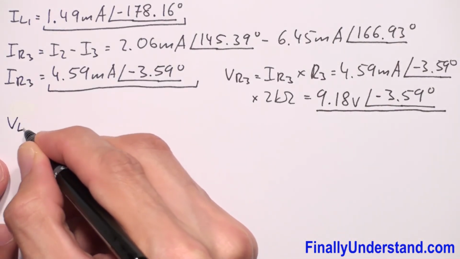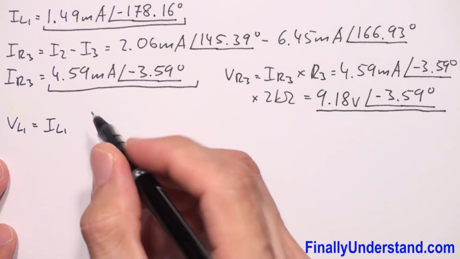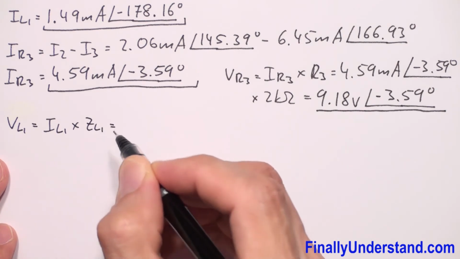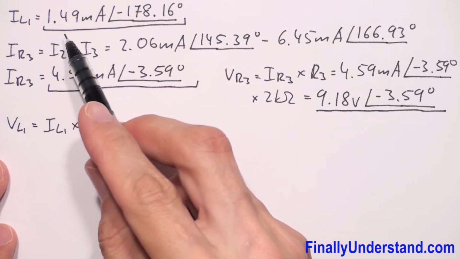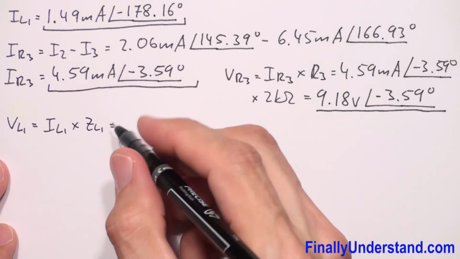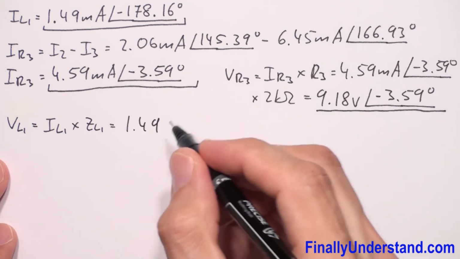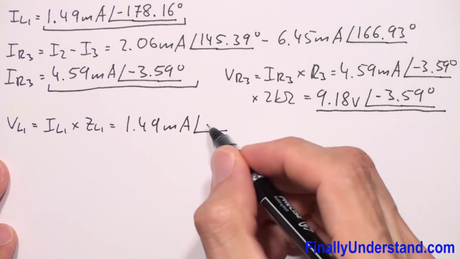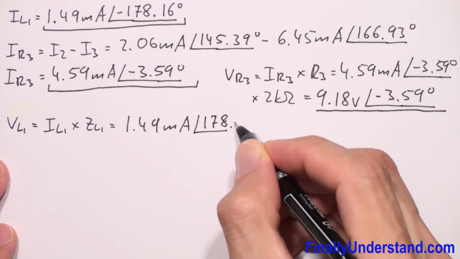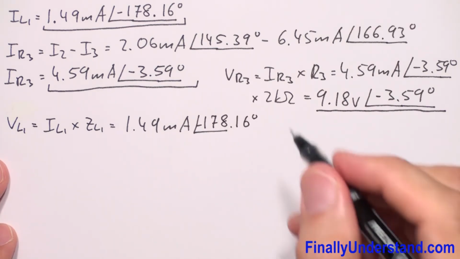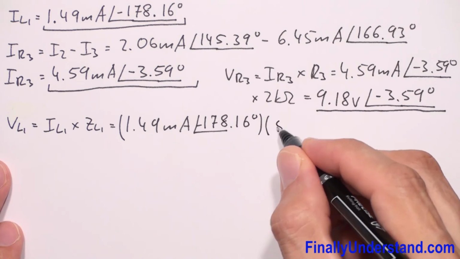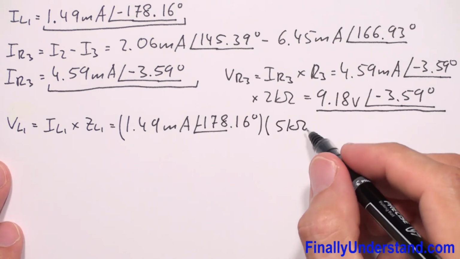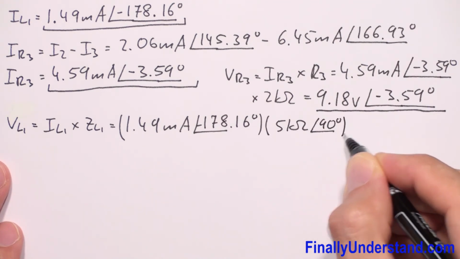So VL1 is equal to IL1 times ZL1, where IL1 we found is equal to 1.49 milliamps and angle of negative 178.16 degrees, times ZL1, which is equal to 5 kilohms and angle of 90 degrees.